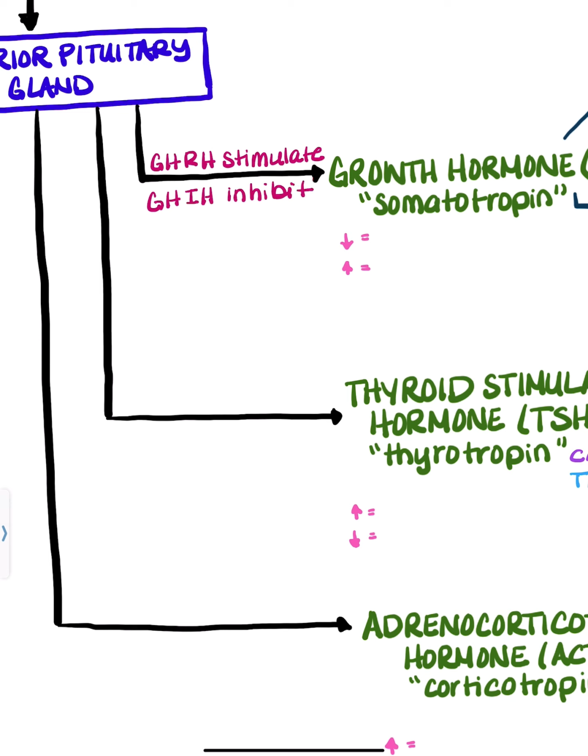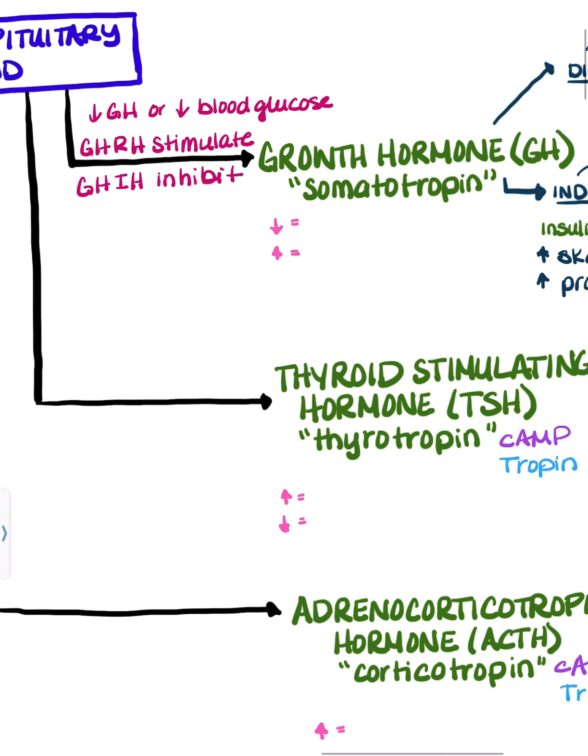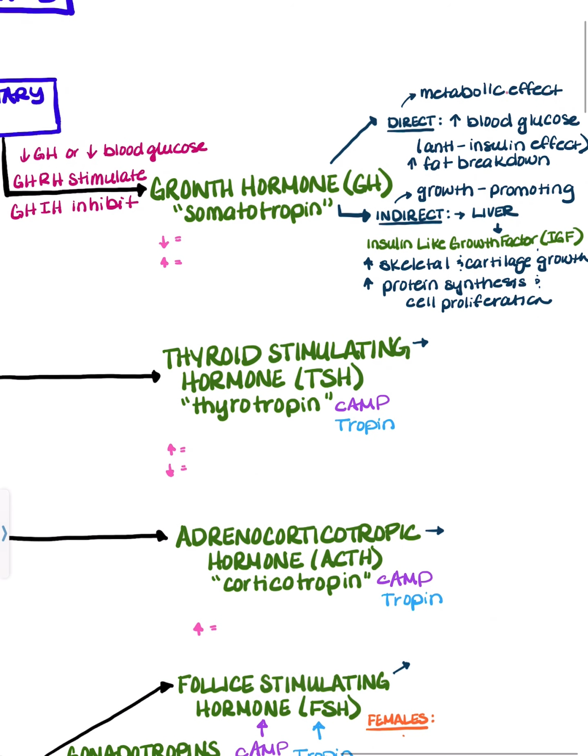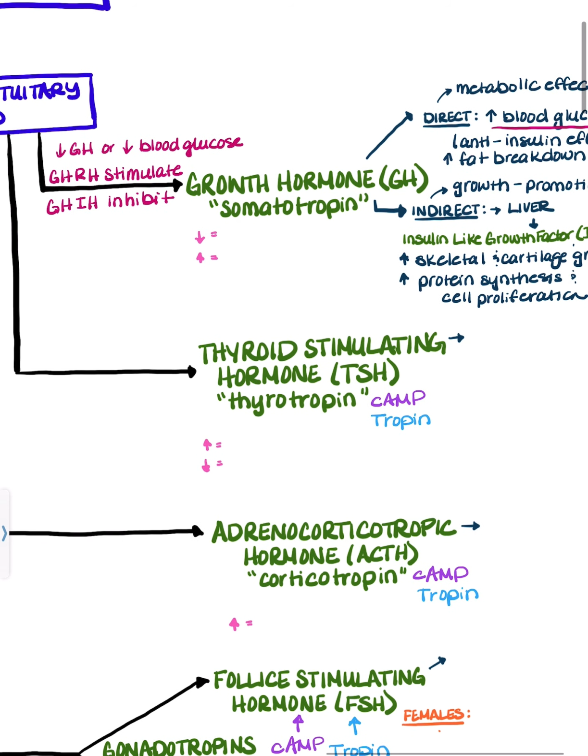Other things that can increase or stimulate the release of the growth hormone would be low levels of growth hormone in general, or if we have low blood glucose, because remember, one of the direct effects of the growth hormone is to increase blood glucose. Other things that could inhibit it, other than the growth hormone inhibiting hormone, are high levels of the growth hormone or high levels of the insulin-like growth factor.